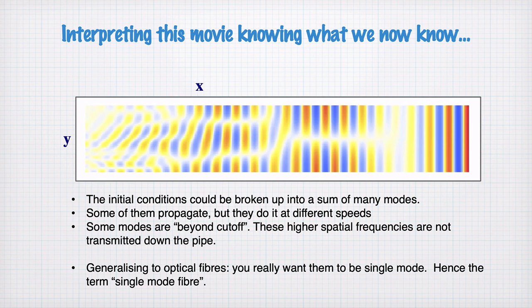So if you ever heard the term single mode optical fiber, what it means is for a given frequency, that is a given frequency of light, there will only be a single mode allowed in that optical fiber. And if you're doing communications with optical fibers, you really want them to be single mode, otherwise things can get pretty complicated in terms of when the information will arrive at the other end of the optical fiber.